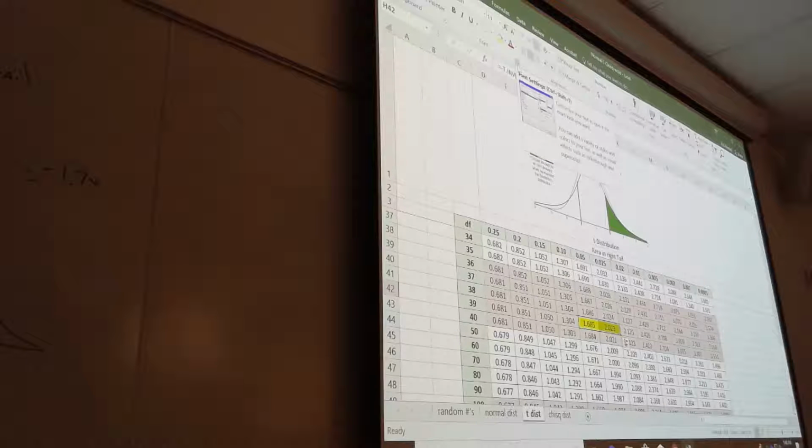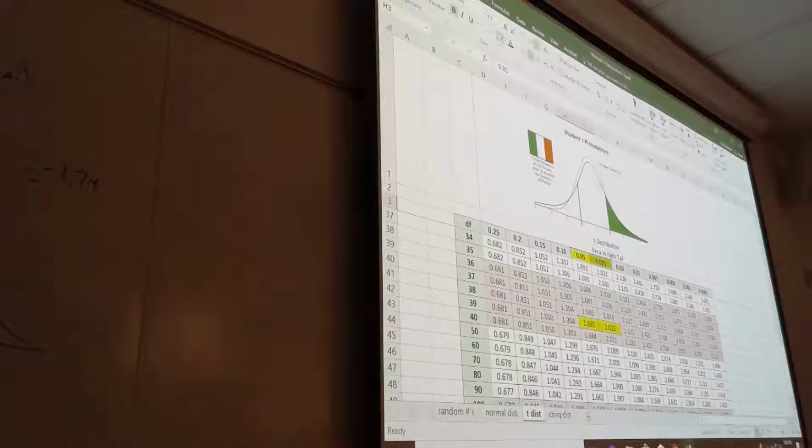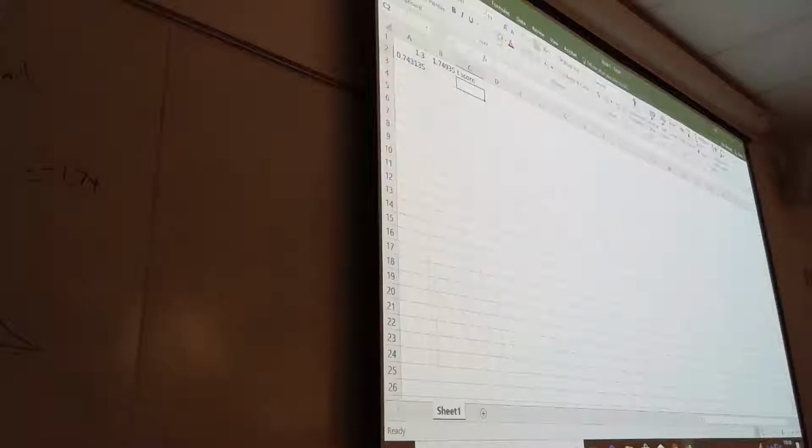Correct? Which means at the top of your table, your p-value is going to be in between those two numbers. So you're not going to get an exact value if you use the chart. What I'm saying here is, in fact, I'll write it over here. If you're using the chart, the best thing you can say is your p-value is in between 0.025 and 0.05.